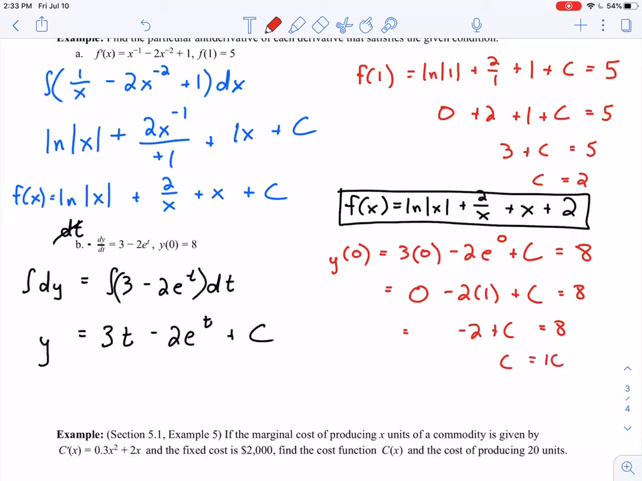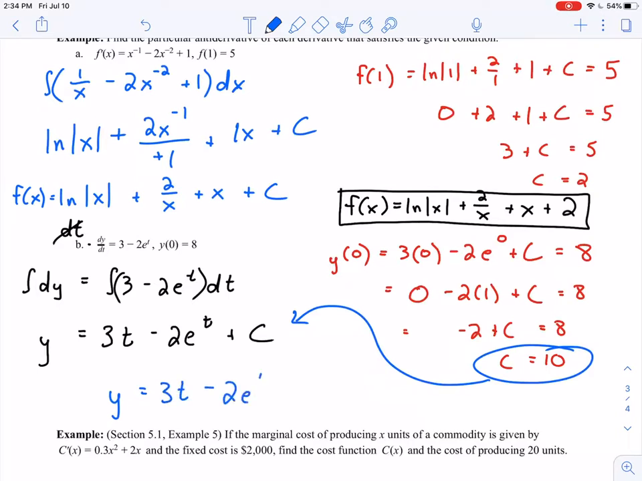C must be 10. So for my solution then, for my particular antiderivative, I just want to take this c equals 10 and plug it into my equation for c. So y equals 3t minus 2e to the t plus c, but we just said c is 10. So here is our particular antiderivative. So this is really, really neat.